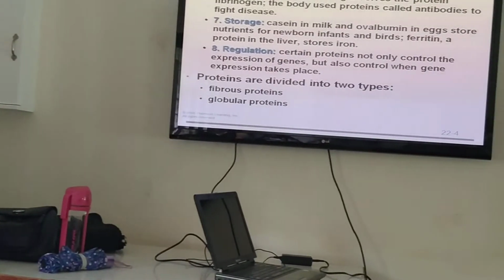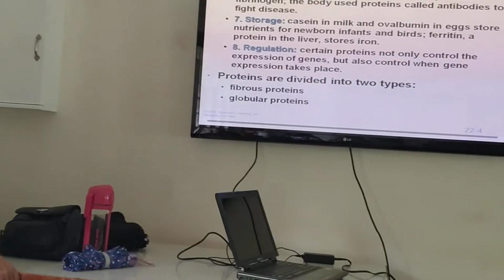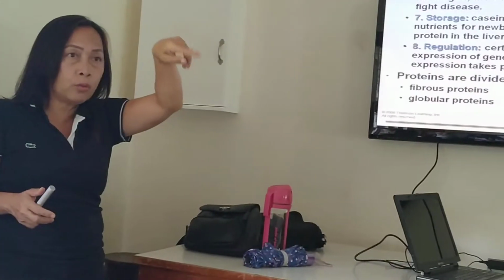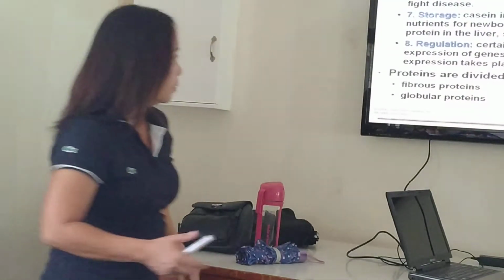Proteins can be divided into two types: fibrous proteins and globular proteins. Fibrous means fiber-like, and globular means circle-like, like a globule.